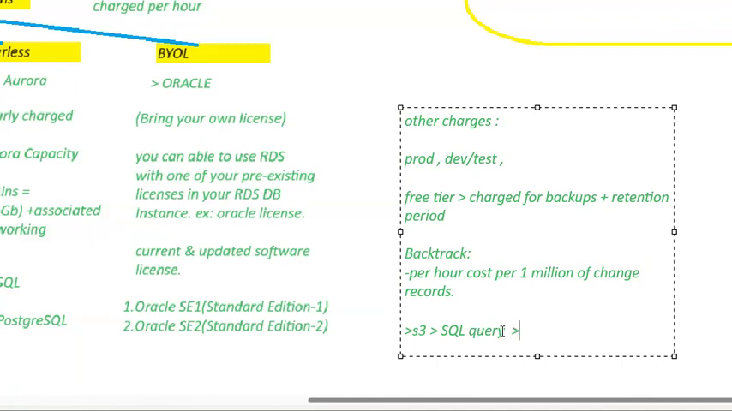Then by using which service will you run this query? By using Amazon Athena. By using Amazon Athena, you can run SQL queries on whatever storage you stored under S3. So for this, you first need to store your data in S3, right? Yes. So for that, you need to move your data from RDS to S3, right?